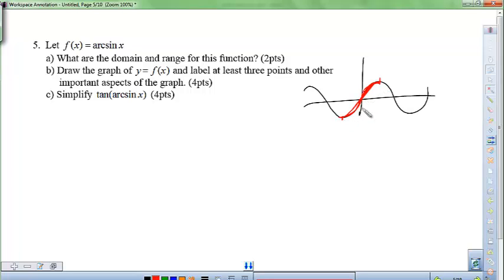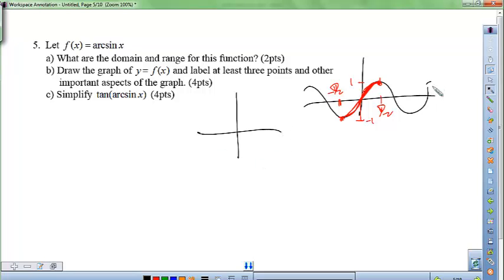So that's this part, and then what we're going to do is reflect that. So let's figure out the restricted domain first. We're just going to go from negative pi over 2 to pi over 2, and we're including those endpoints, while our current range goes from -1 to 1. So now if you imagine flipping that over, this is your sine function, by the way, and your arcsine function then would look like this.